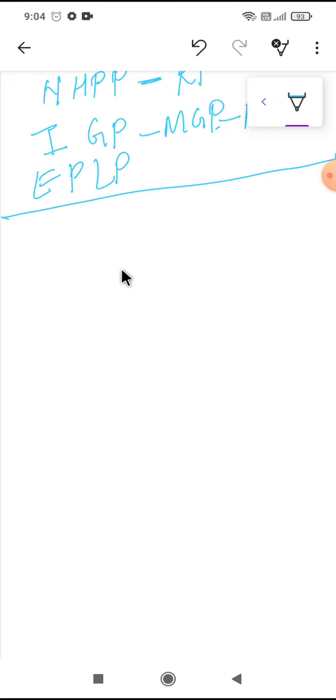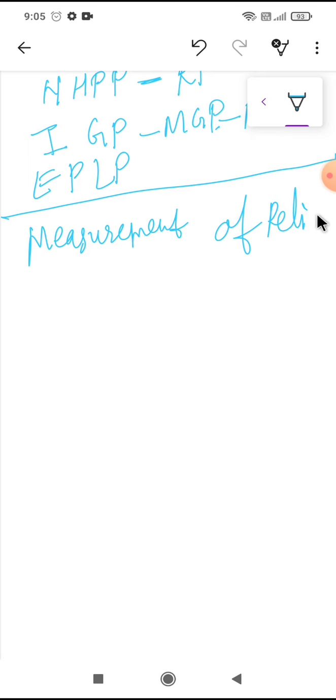So what are the measurements of reliability? A basic measurement of reliability of a product is a probability, the probability of survival. So probability of survival is that of a mean time between failures, that is mean time between failures, MTBF.